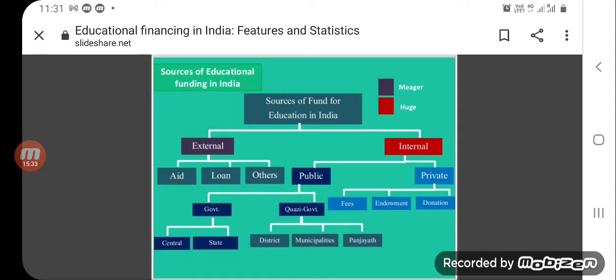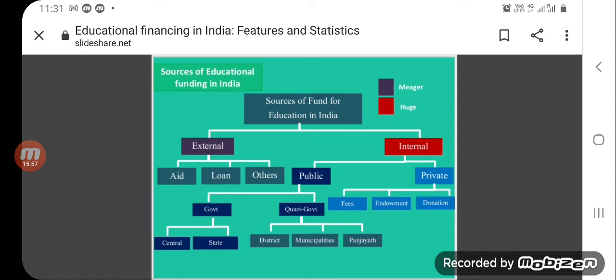And if you look at public sources, you can see government sources and quasi-government sources. Government sources means central government and state governments. Quasi-government means district, municipalities, panchayats, such local bodies. Then these sources come under public.